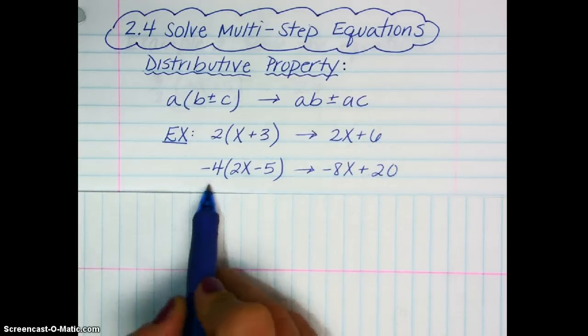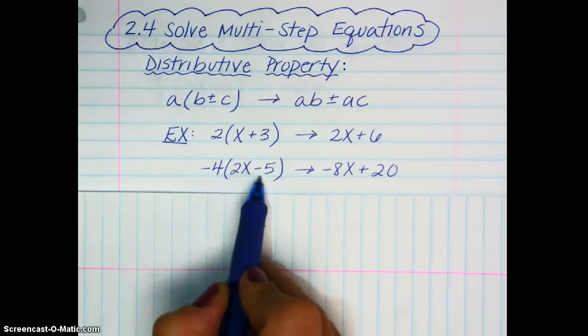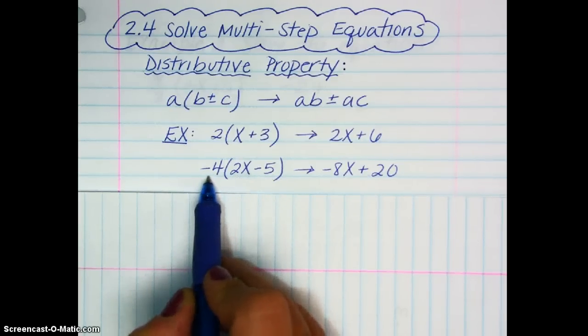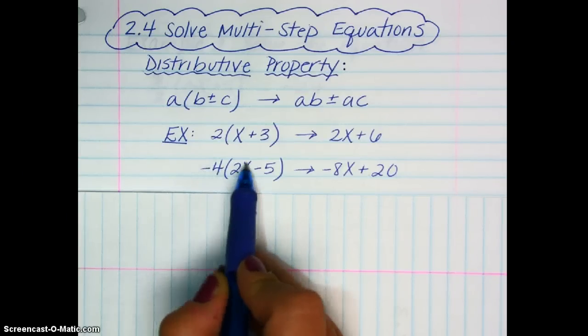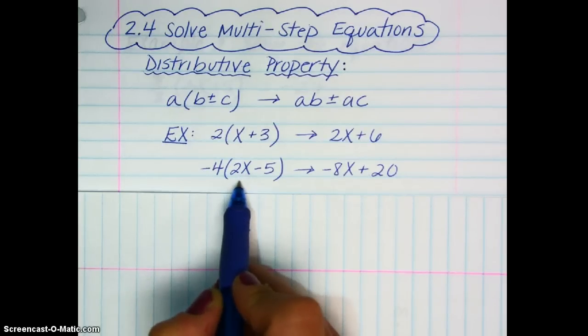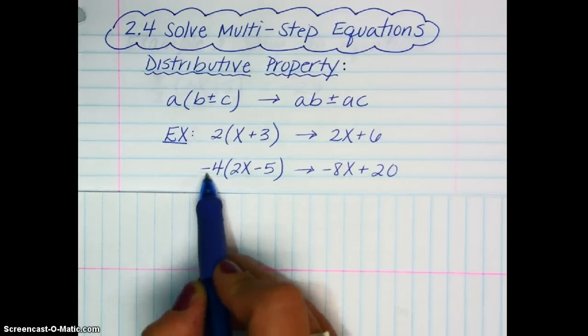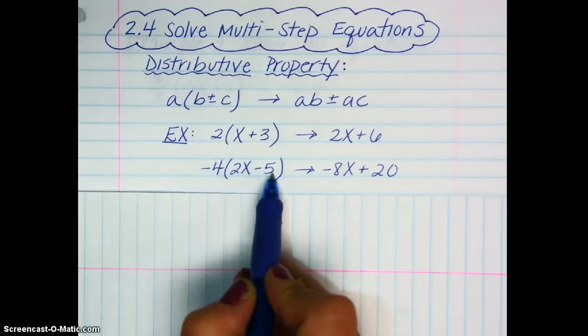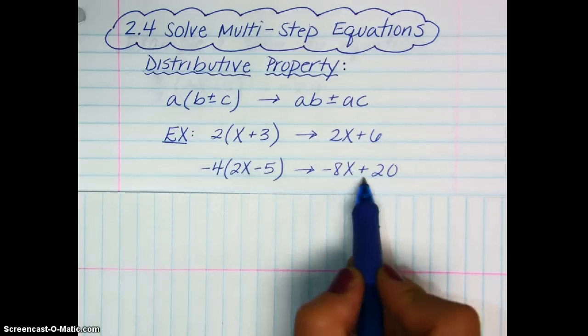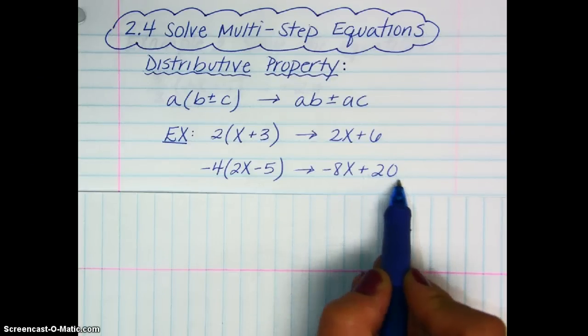In this example, I'm multiplying the quantity of 2x minus 5 by negative 4. So I carry this sign with it. Negative 4 times positive 2x is negative 8x. And then negative 4 times negative 5 is positive 20. So I write that as plus 20.